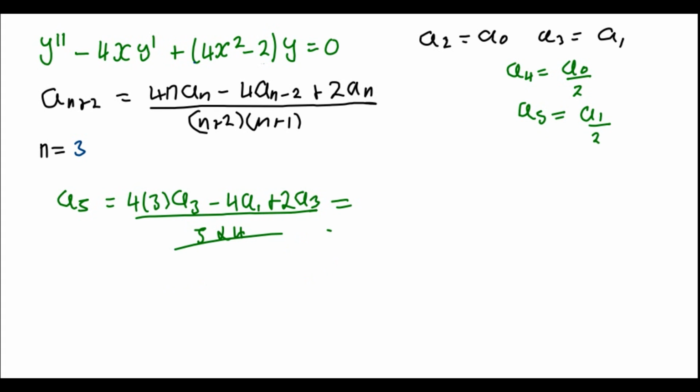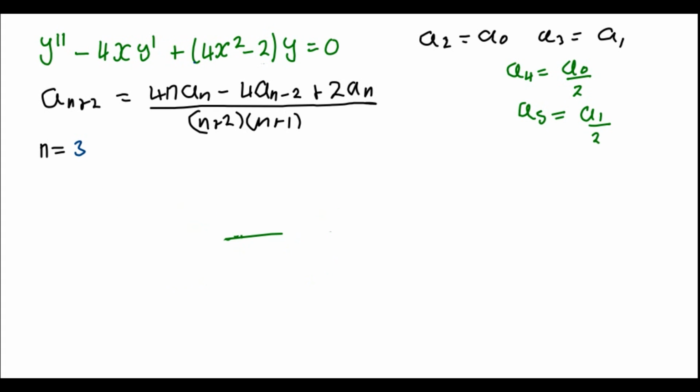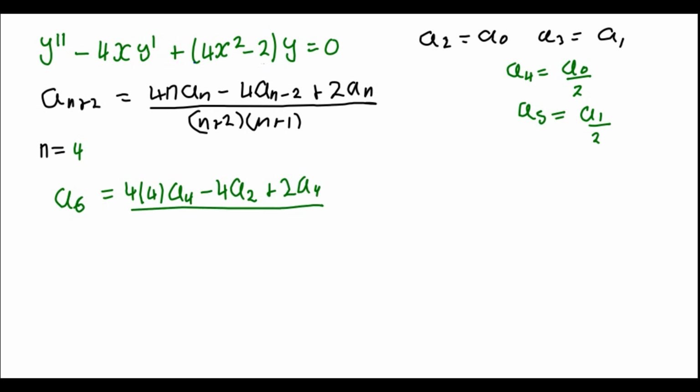Okay, so let's look at what we can have when n is equal to 4. So when n is equal to 4, this would be a sub 6. a sub 6 is equal to 4, then 4 here, then a sub 4 minus 4 a sub 2 plus 2 a sub 4, divided by 6 multiplied by 5. And if you evaluate this step by step, your a sub 6 is just going to be equal to a sub 0 divided by 6, like that.